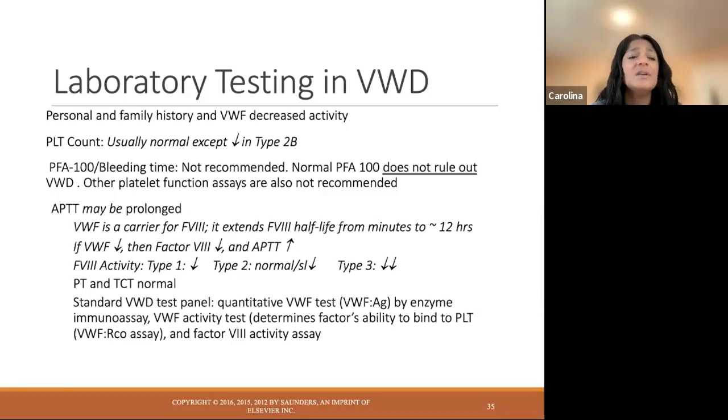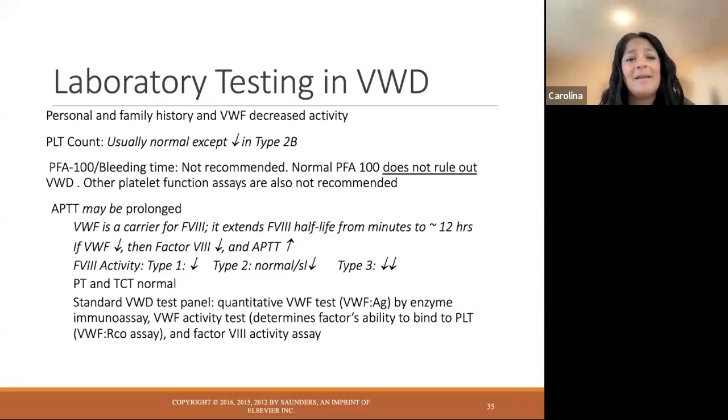Also, in the differential diagnosis of von Willebrand's disease, first of all, the personal and family history is going to be very important. Assessing the activity of von Willebrand's factor is also going to be very important. You want to take a look at the platelet count. It's usually normal, but in type 2B, it gets decreased. The platelet function analyzer, closure time, bleeding time, yes. I mean, you can use it as a screening test, but it's not really used to rule out von Willebrand's disease.